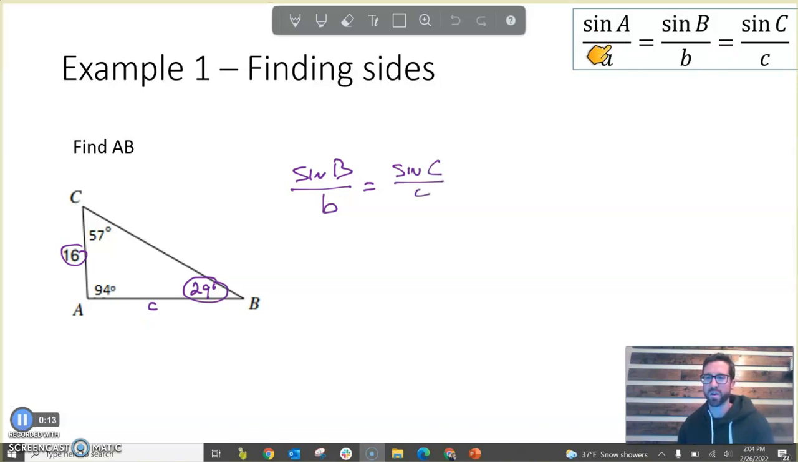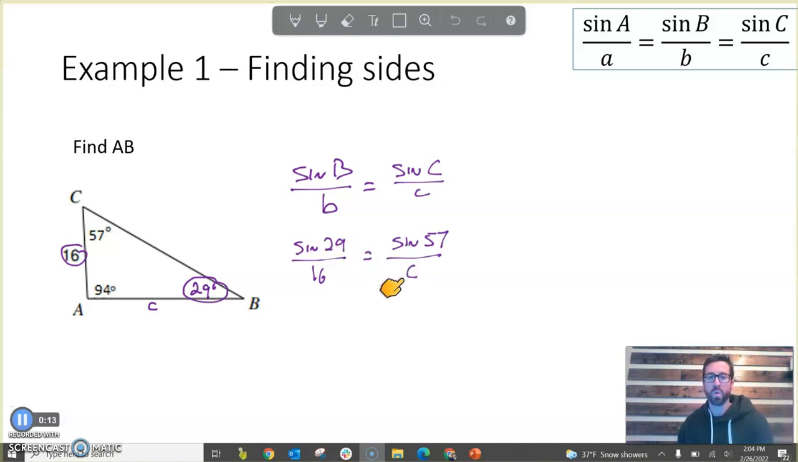And then the sine of A over A, it's part of the law of sines, but it doesn't really help us here because we're not looking for this side length right here. So let's just fill in what we know. This is going to be the sine of a 29-degree angle over 16, which is the side length of B, and that's going to be equal to the sine of 57 over C, which we don't know.